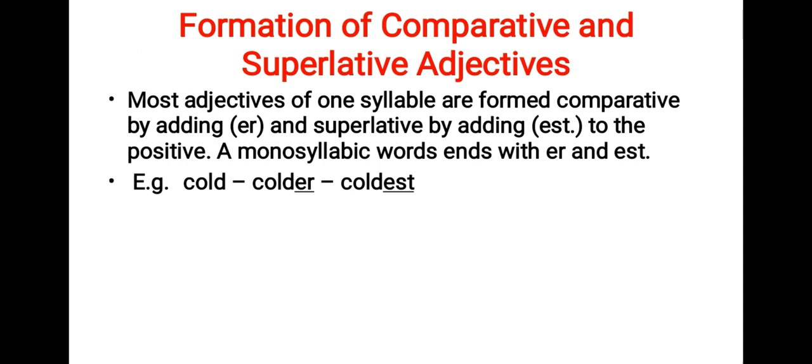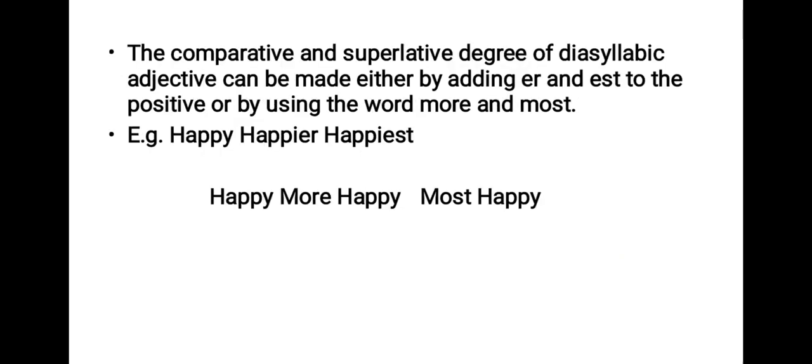Formation of comparative and superlative adjectives. Now, most adjectives of one syllable form the comparative by adding er and the superlative by adding est to the positive. A monosyllabic word ends with er and est. For example, cold, colder, coldest, hot, hotter, hottest, smart, smarter, smartest. All of these are comparative and superlative adjectives.